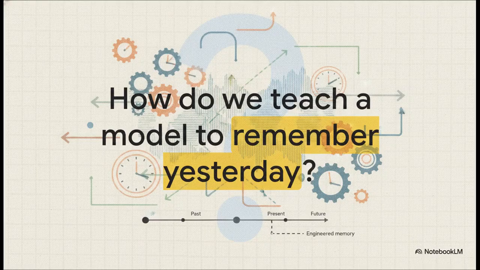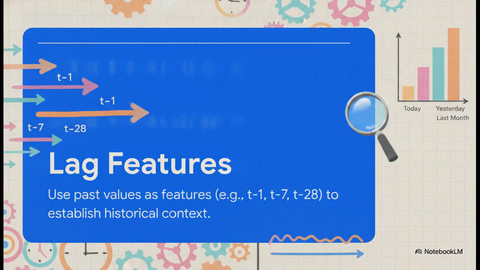So here's the fundamental question for you. How exactly do we teach a machine learning model to remember yesterday? Think about it. Models don't naturally understand time flowing forwards or backward. They just see what's in front of them. If you want a model to know what happened yesterday so it can predict today, well, you have to intentionally engineer that memory for them. And that brings us to technique number one, lag features.